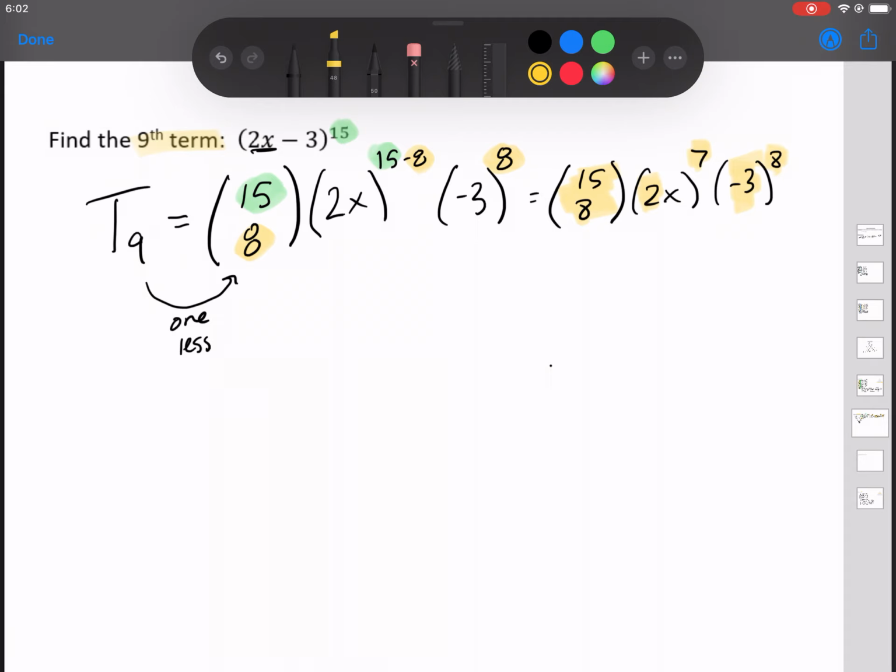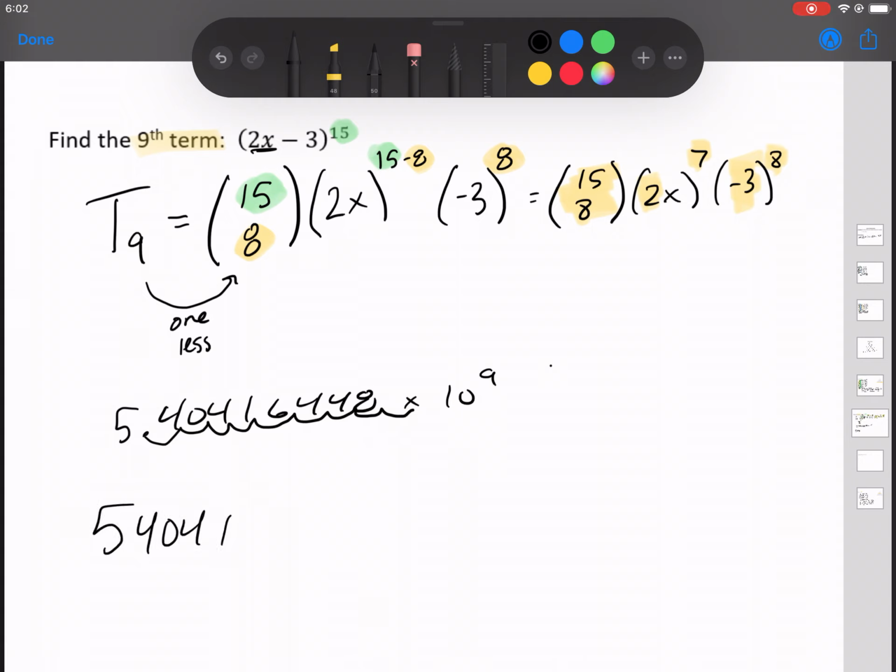And you will get a very large number. Now my calculator writes it like this: 5.404164448 times 10 to the 9th. That just means you move this over 1, 2, 3, 4, 5, 6, 7, 8, 9 times. So you get 5,404,164,480, and then we have x to the 7th power.